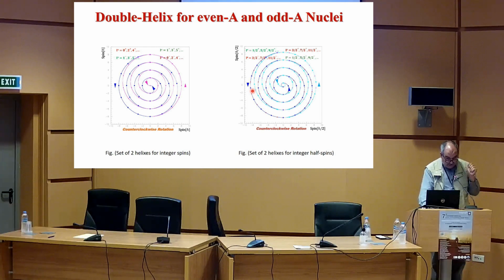Now, these are the finite structures of the double helix. And we have two types of double helix: one for the even A nuclei and one for the odd A nuclei. Here, I took only the counterclockwise rotation as the conventional rotation. We can also bring in the clockwise rotation. Now we have only these four situations for combinations of spin and parity in high-spin physics. This combination can be hosted on the blue helicoid and the other one on the magenta helicoid. The same goes for the odd A nuclei.